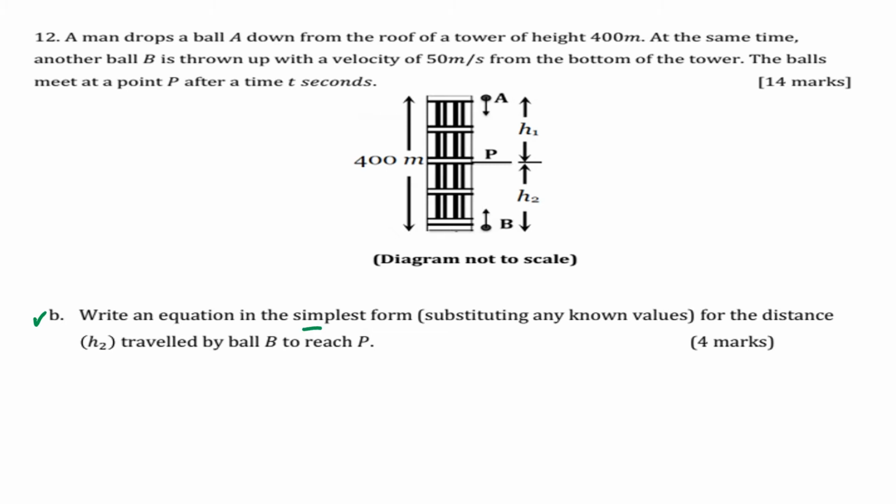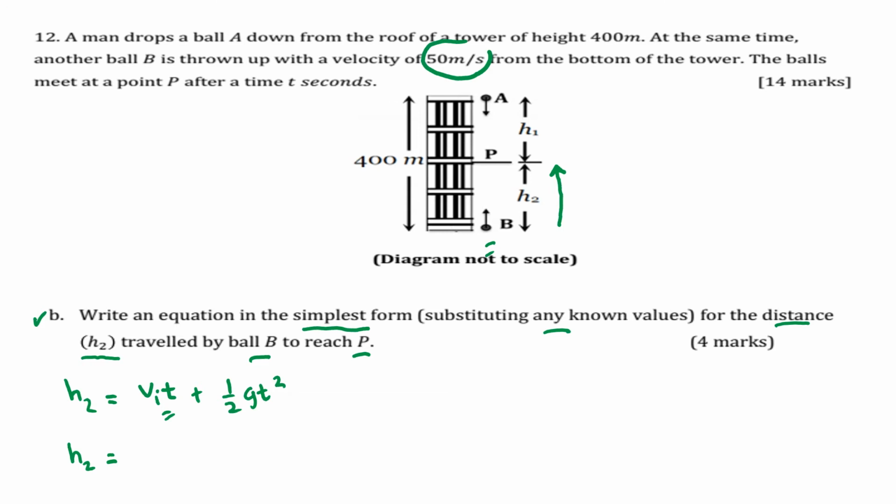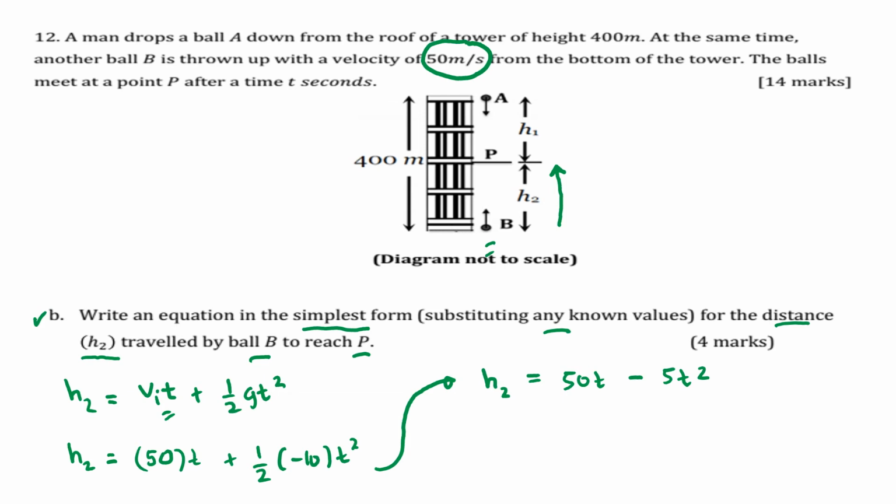Part B, write an equation in the simplest form, substituting any known values for the distance H2 traveled by ball B to reach P. Now H2 should be positive because the ball is being thrown upward, so we could just say H2 is equal to VIT of ball B plus 1/2 GT squared. The initial velocity of ball B is actually 50 meters per second, and that should be positive because it's being thrown up, so that's 50 T plus 1/2. Our G is -10 T squared, so we could simplify this further. Again, H2 should be positive because the ball is moving upward. We have 50 T minus 5 T squared, and this is our equation for the height traveled by ball B, or H2.